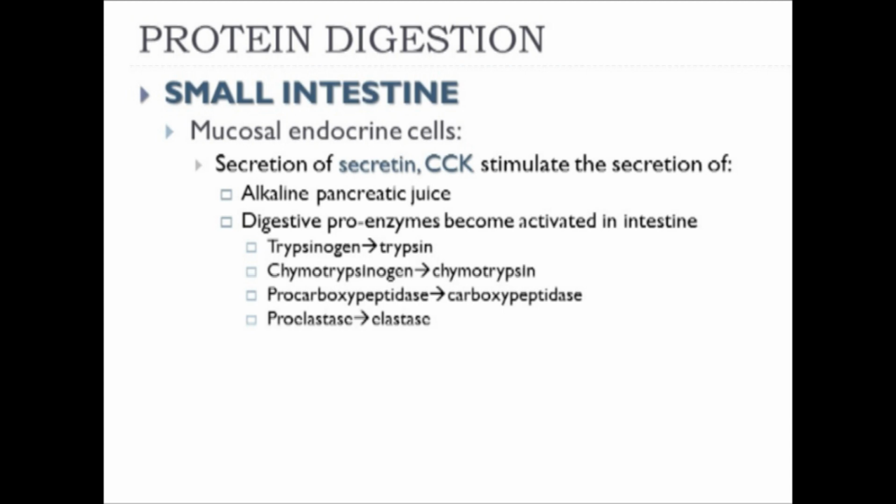Notably, trypsinogen becomes trypsin, chymotrypsinogen becomes chymotrypsin, and procarboxypeptidase becomes carboxypeptidase, and proelastase becomes elastase. These activated enzymes become very important in the digestion of proteins.